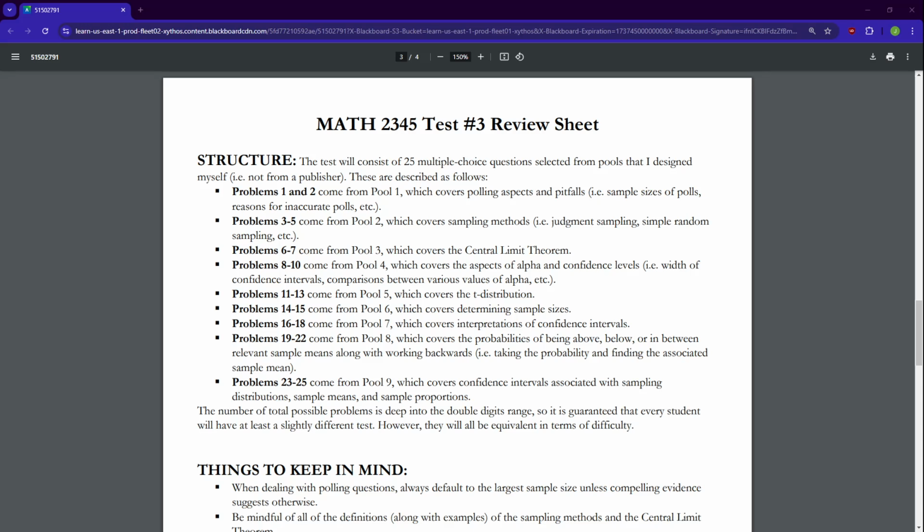This is one of the big reasons why we have the more generous letter grade scale itself.